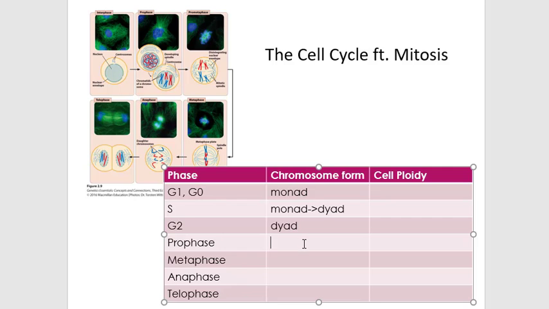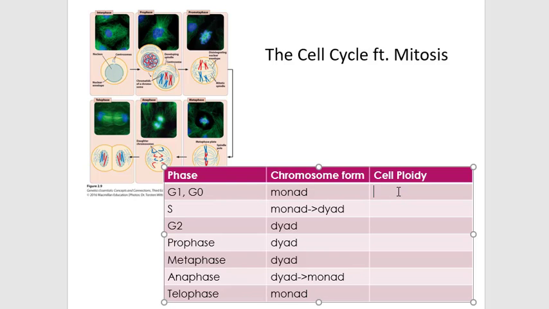Dyad chromosomes continue through all the phases until you get to anaphase. Anaphase is when the dyads are pulled apart and you go back to monad. And then in telophase, you still have monad. And then at the end of telophase, each of the daughter cells can go back into G1. So you can see where the transition points are in S phase and in anaphase.